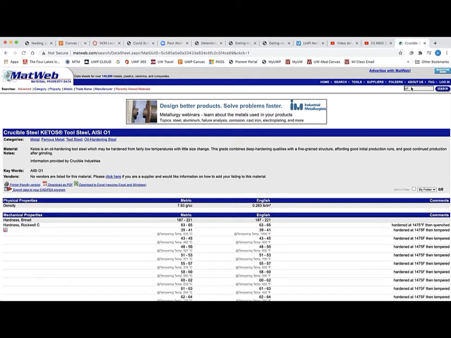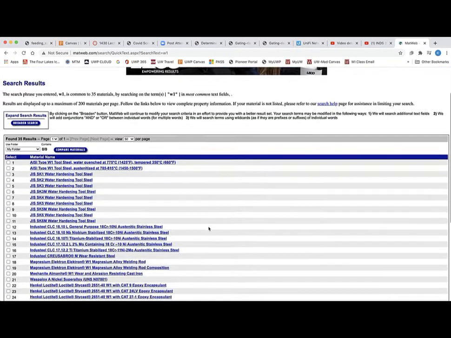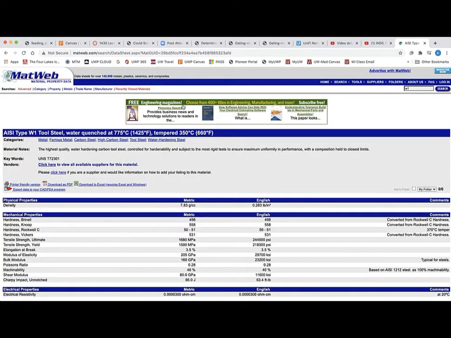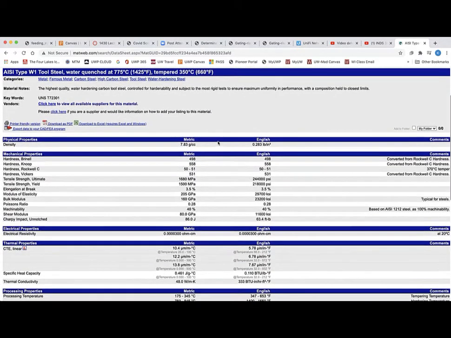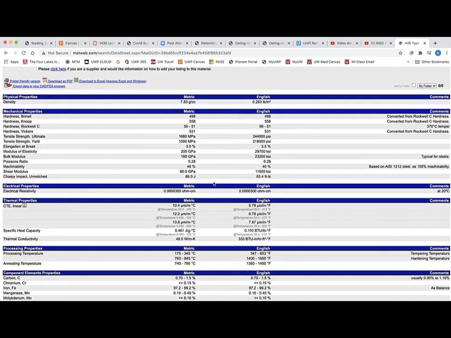Let's look at one of the other ones. What else was on there? Let's look at W1. Now, some of these have a big range of, let me see, water hardening tool steel. W1. Let's see what that is. And this one's tempered at 350 degrees or 660 degrees Fahrenheit. Water quenched from 1425. So now this one's a little bit better because it gives you mechanical properties.